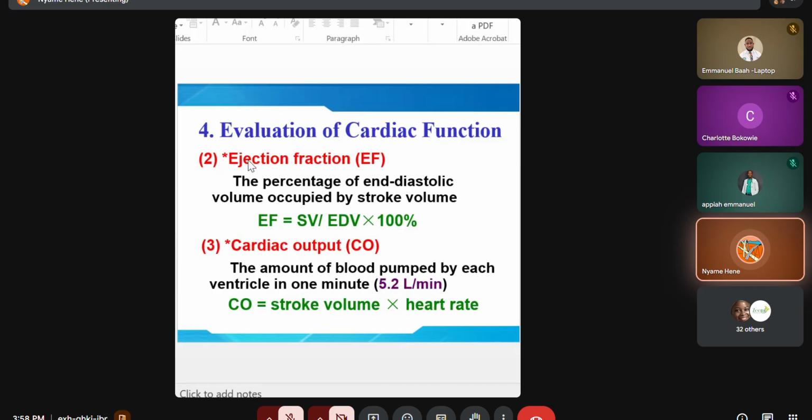So the ejection fraction is the percentage, expressing the stroke volume as a percentage. If you want to know the percentage of blood that was sent out, just express the stroke volume as what?